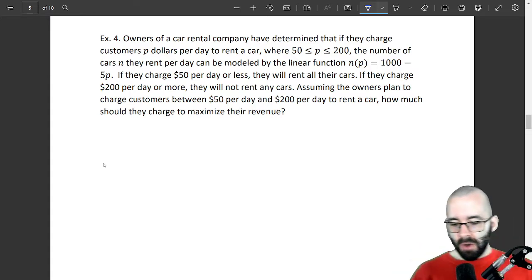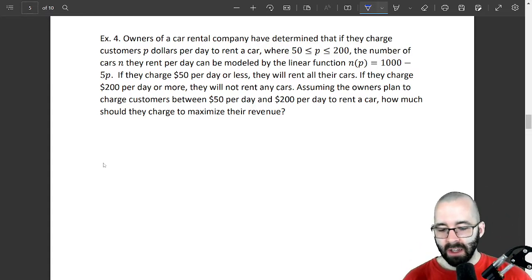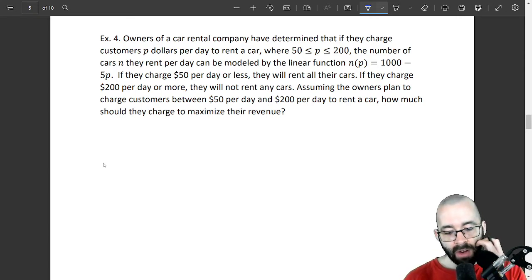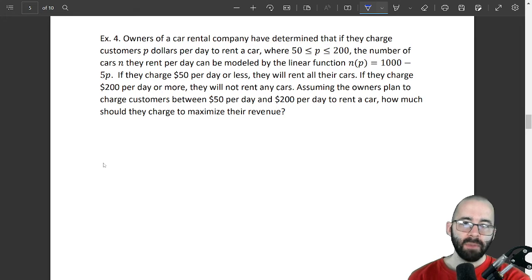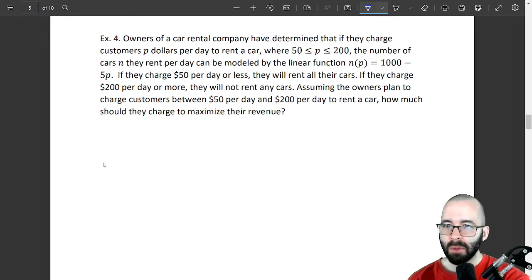All right. Example 4: owners of a car rental company have determined that if they charge customers P dollars per day to rent a car, where P is some price between $50 and $200, the number of cars N they rent per day can be modeled with a linear function. N is a function of P, and N of P is 1,000 minus 5P. Okay, so this makes sense.